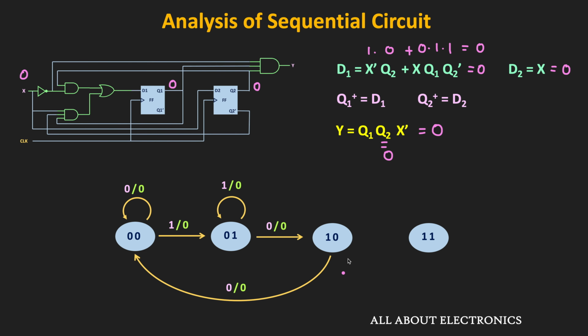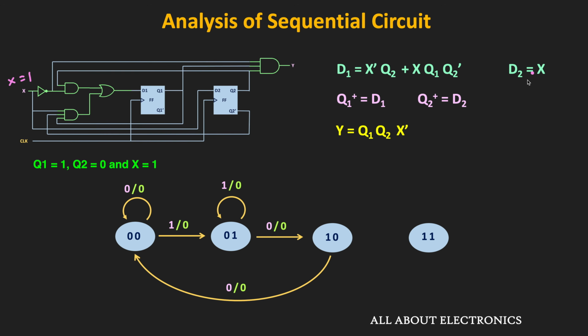So now in the same state, let's see what happens when the input X is equal to 1. So whenever this input X is equal to 1, then first of all, this D2 input will become 1. And over here if you see, then we will have this 0 dot 0 plus 1 dot 1 dot 1.